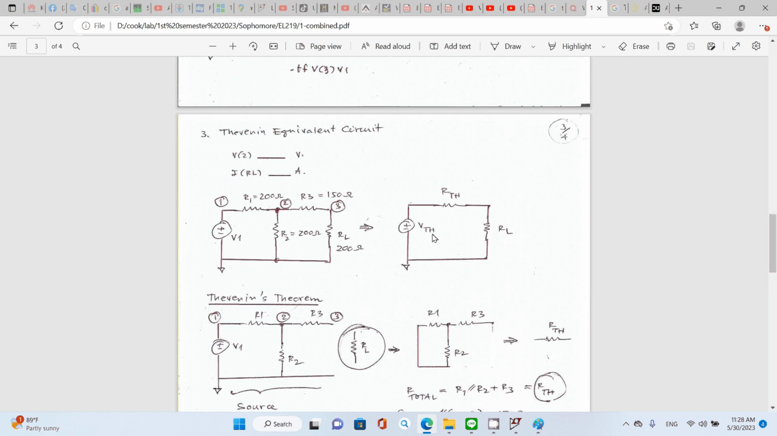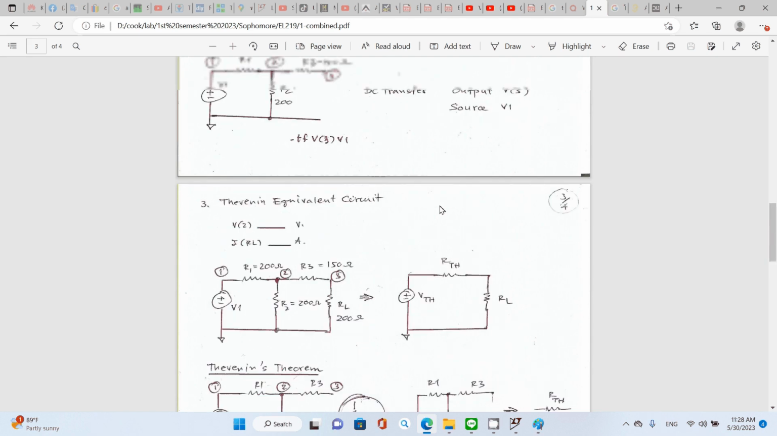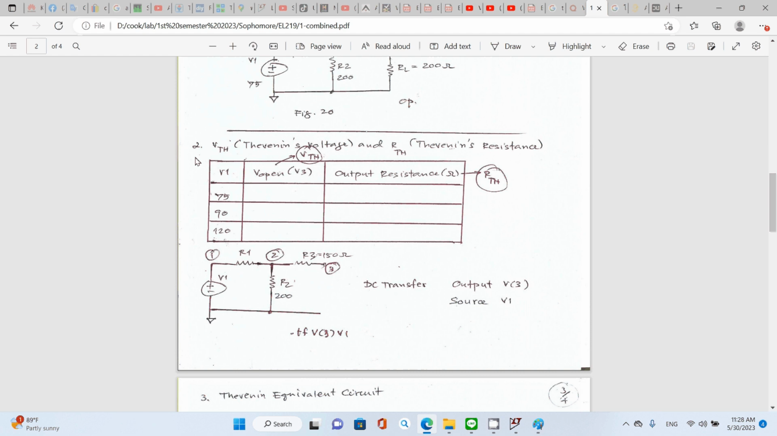V1 is not equal to VTH. RTH depends upon R1, R2, and R3. So we're going to work this out. How can we find VTH and RTH? Okay, let's get back to step number 2. VTH is the Thevenin's voltage, and RTH is the Thevenin's resistance. Let's start with VTH first.